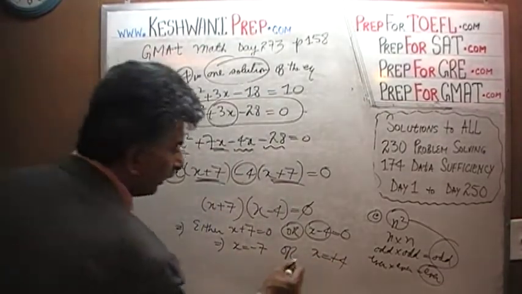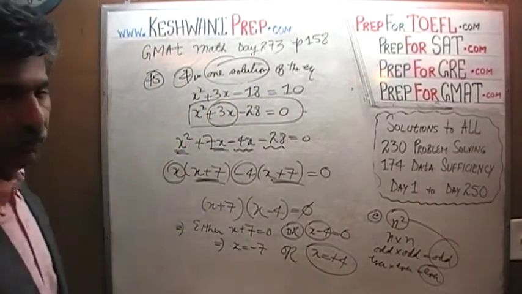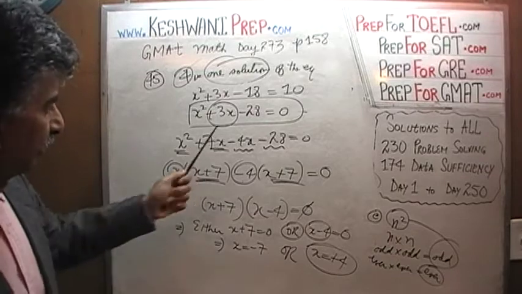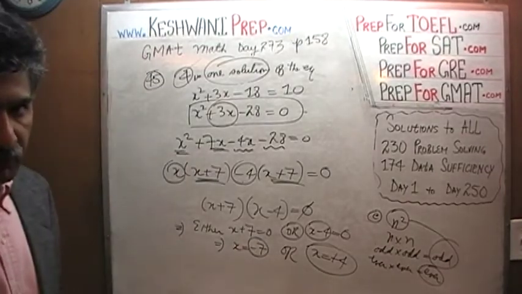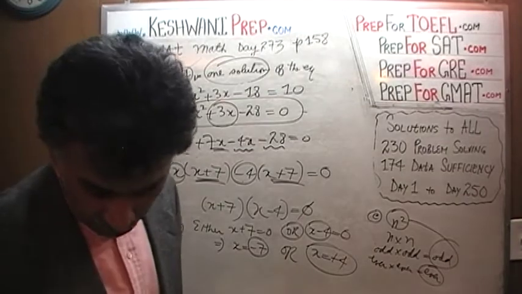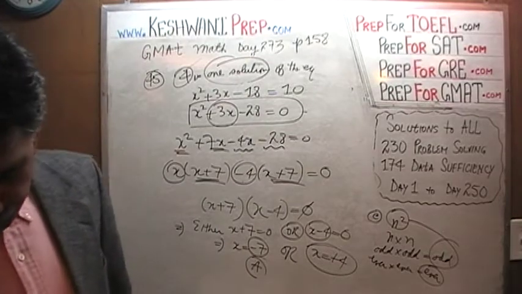Well, we already were told that one of the roots is positive 4. We were told that from the very beginning. We knew that one root is positive 4. The question is, what's the other root of this equation? We just found out that the other root is negative 7. The second root of this quadratic equation is negative 7. The answer is A.